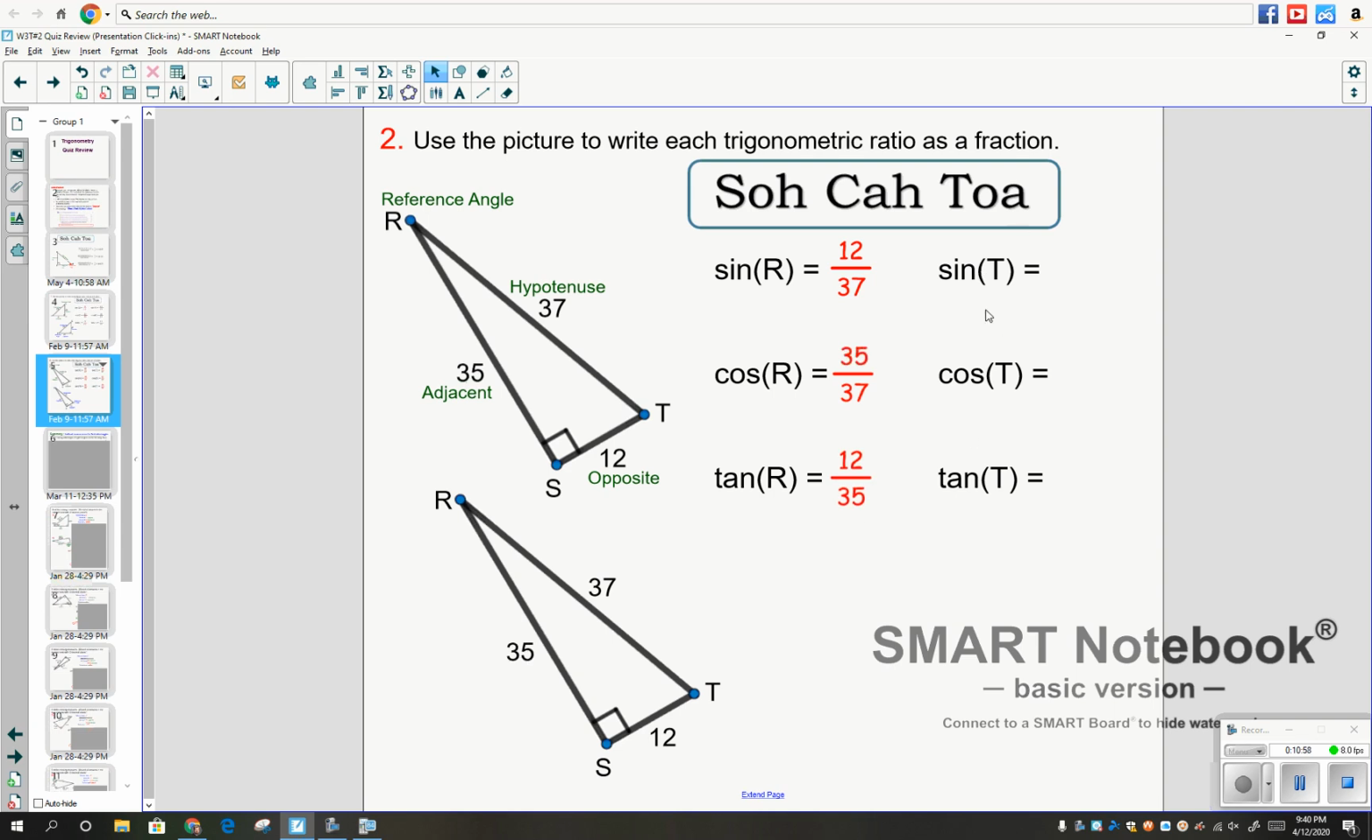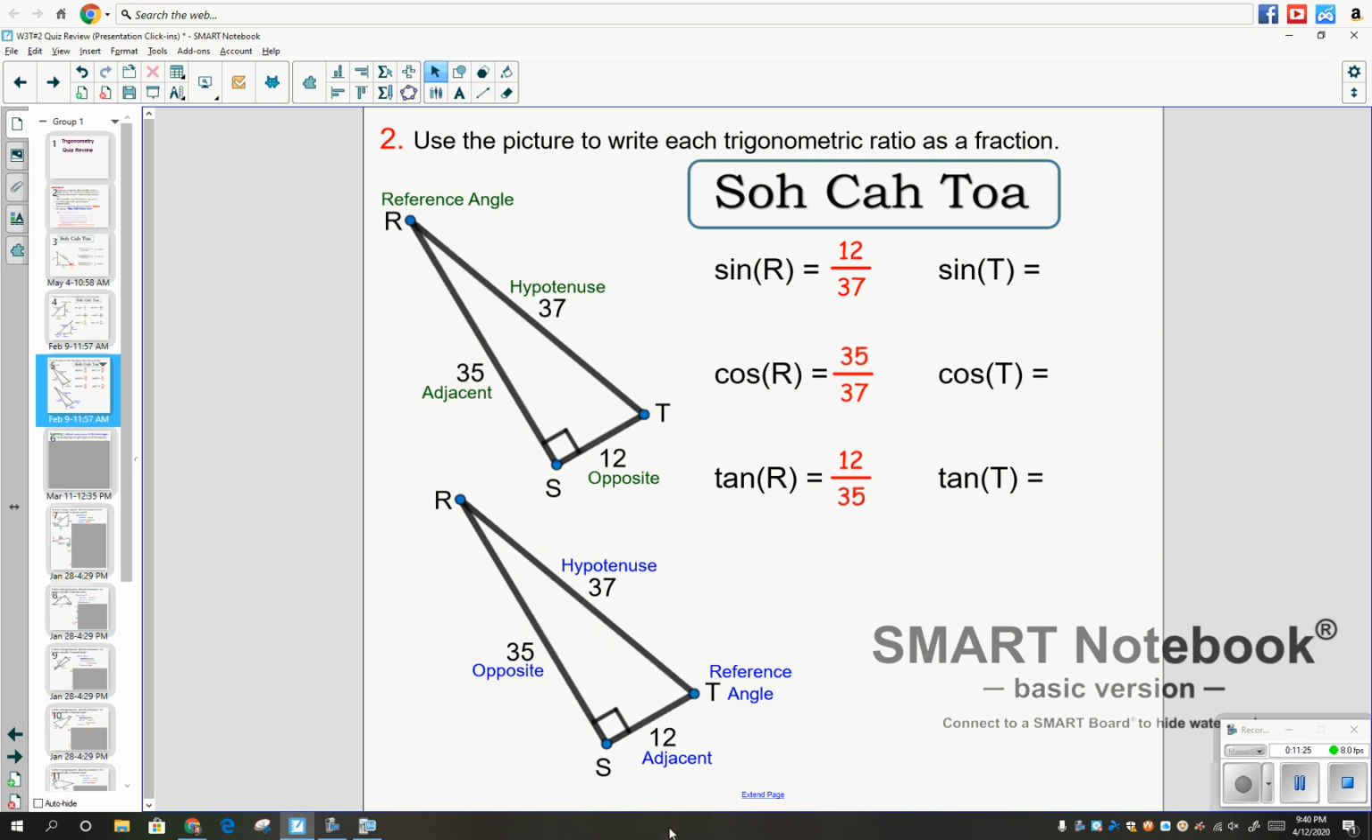Now if I go to sine of T, cosine of T, and tangent of T, angle T is now my reference angle. So that's why I made another picture down the bottom. 37 is still the hypotenuse, but 35 now is opposite because it's across from angle T. And 12 is now adjacent. So the key, you have to identify the reference angle. Whatever angle they're talking about is the reference angle within the trig ratio.